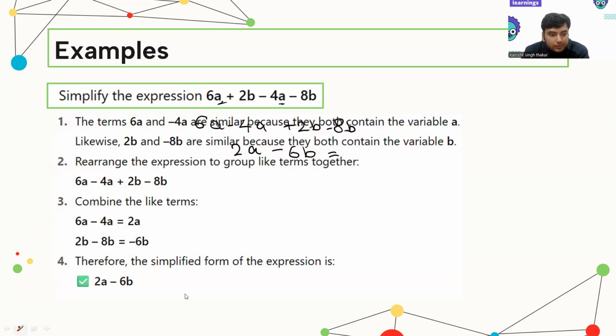So 6a and minus 4a are like terms because they contain the variable a. 2b and minus 8b are like terms because they both contain the variable b. Rearrange and group the terms: 6a minus 4a, 2b minus 8b. So the expression you get is 2a minus 6b. This is what we have done.